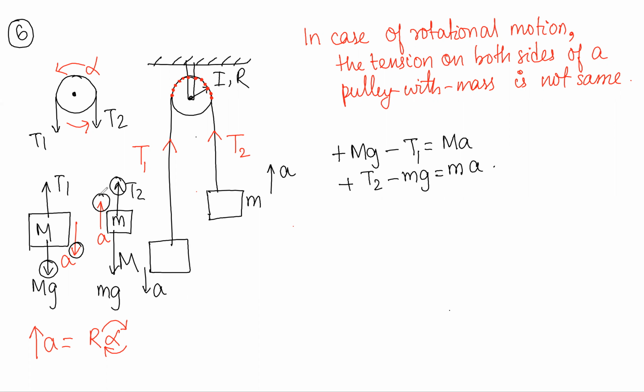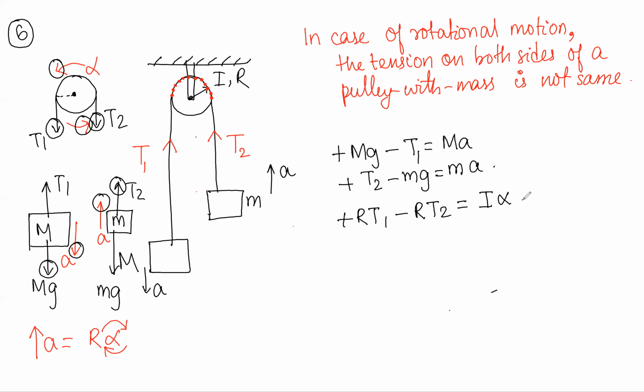Now for the pulley, keep in mind that T1 is matching the direction of acceleration and T2 is opposite to the direction of acceleration. So the torque of T1 is positive, the torque of T2 is negative. So you will write plus RT1 minus RT2 is equal to I into alpha.